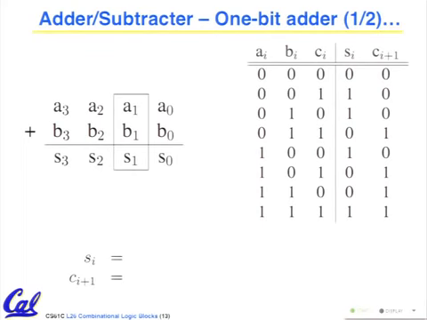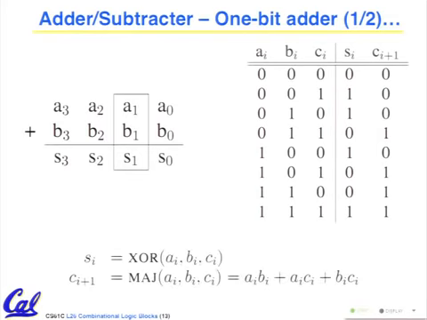SI is still XOR. Let's look at it. 1, 1, 1, and 1. Correct. SI is still XOR. What is CI plus 1, somebody else? Henry. Majority circuit. Bam. And guess what? I gave you majority. I kind of gave the answer before you knew why it was going to be useful. Majority circuit. Isn't that cool?